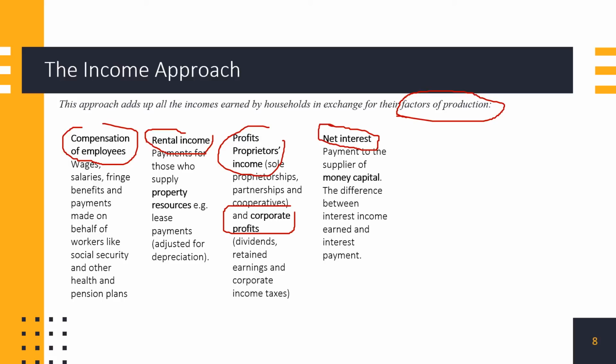Okay, guys, so we have these four categories of income, which come from the four categories of factors of production. Now, when you add these four incomes together, please know that you do not get GDP yet.